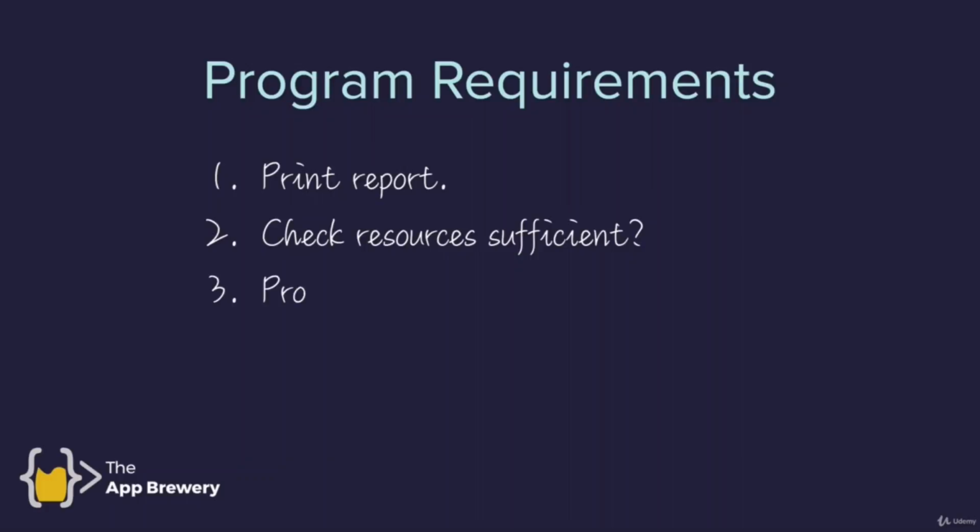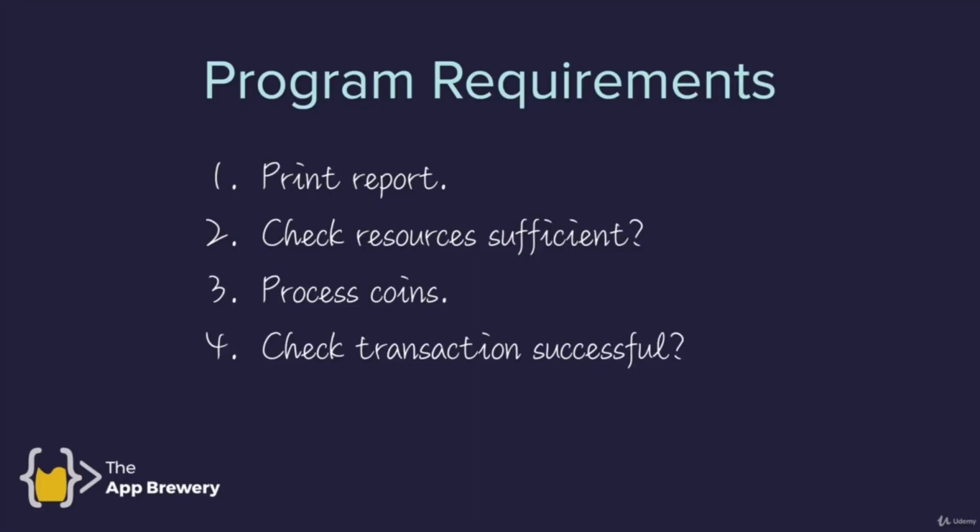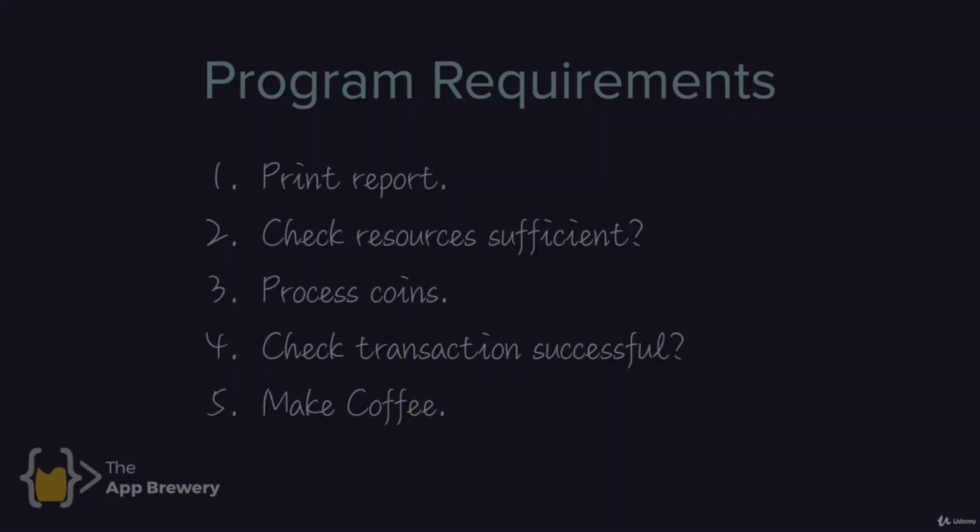So in addition to being able to process the 4 types of coins, calculating the actual monetary value based on the number of coins, it should also check that the transaction is successful, that the user didn't try to hoodwink us by not giving enough coins and asking for a drink. So if they haven't inserted enough coins, then we're just going to refund them and tell them, sorry, that's not enough money, and not give them their drink. But if the transaction was successful, then we're going to make the coffee, and in the process of making the coffee, we're going to have to deduct the resources.